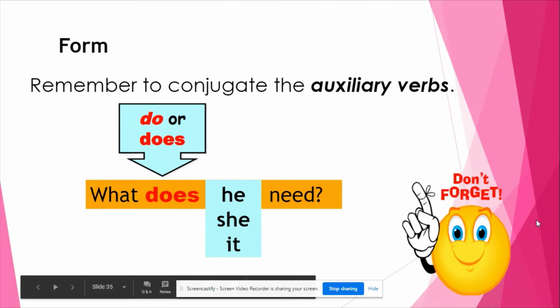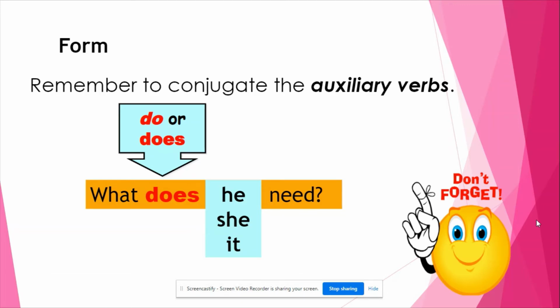How about now? Look at this. So do I need do or does when I am writing a question using the present tense and the auxiliary verb do? Well, if my subject is singular, then I'm going to need does, right? What does he need? What does she need? What does it need? I can also replace that with names. What does Tom need? What does Mrs. Brusson need? What does the cat need?